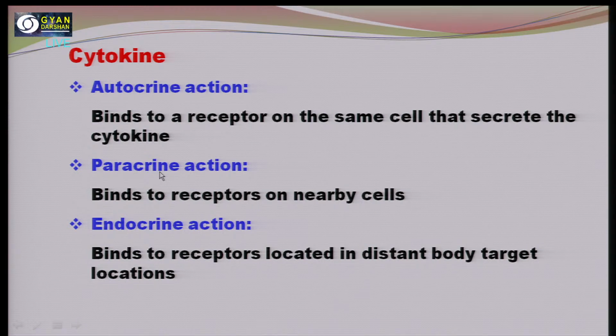Another is the paracrine action, where the cytokine binds to the receptor on nearby cells. It may be another cell nearby, and that is known as the paracrine action of cytokines. The third one is the endocrine action of cytokines. They bind to the receptor located in a distant part of the body, from one location to another location. It may be a distant body target location, and that is known as the endocrine action of the cytokines.